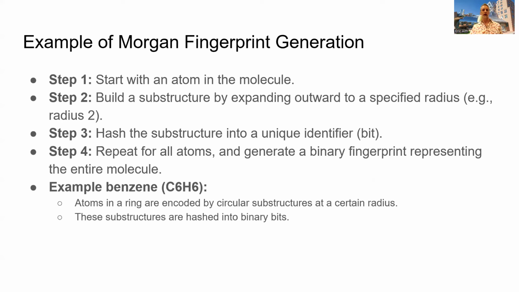So we can imagine starting with an atom in the molecule. We'll build a substructure by expanding out to a specific radius. A radius of 2 is often used.